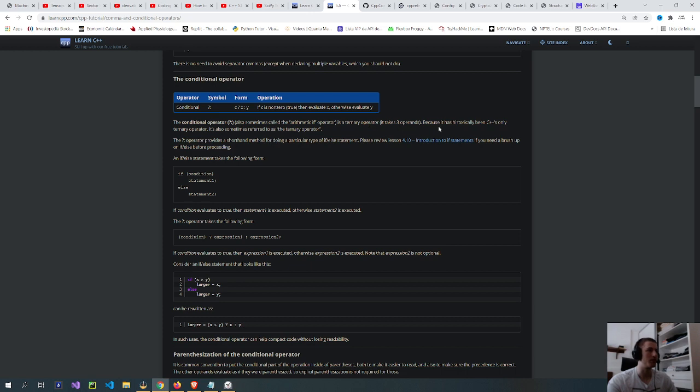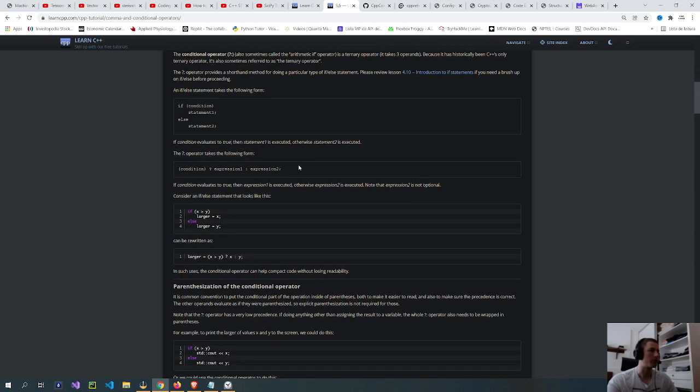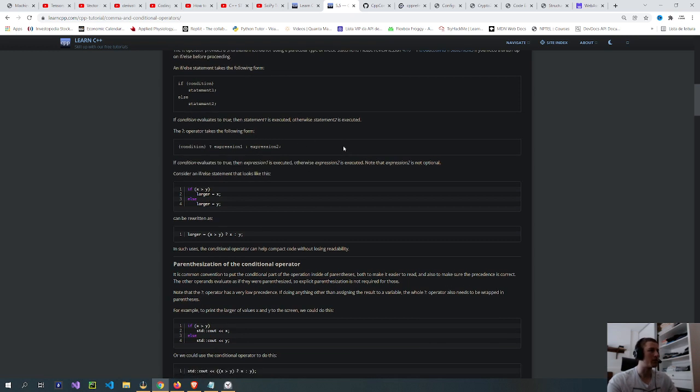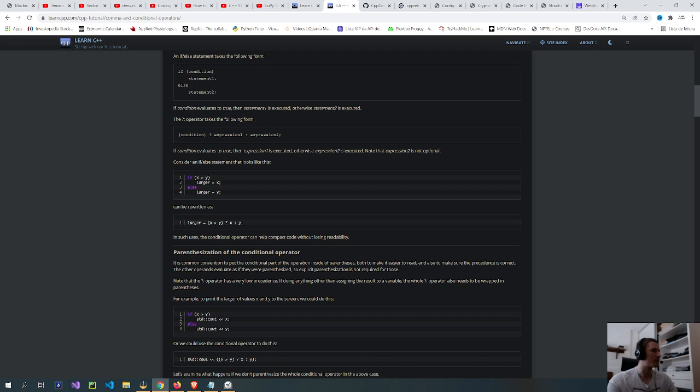It takes three operands. Because it has historically been C++'s only ternary operator, it's also sometimes referred to as the ternary operator. The operator provides a shorthand method for doing a particular type of if-else statement. Please review lesson 4.10 if you need a brush up on if-else before proceeding. An if-else statement takes the following form: if condition evaluates to true, then statement 1 is executed, otherwise statement 2 is executed.